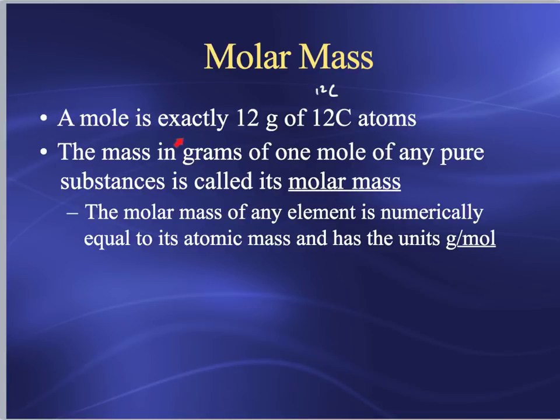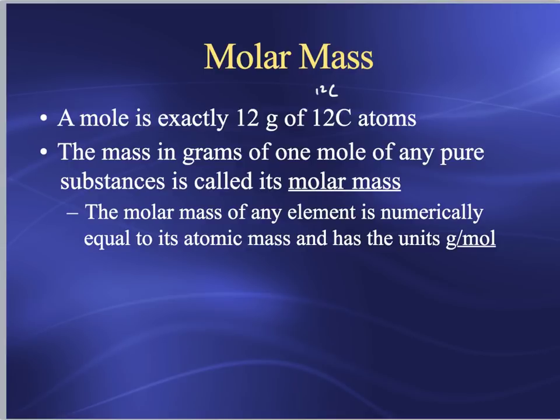Okay, so a mole is exactly 12 grams of carbon-12 atoms. How many that would be, right? We talked about that in yesterday's video. But the mass in grams of 1 mole of any pure substance is called its molar mass. Okay, so on your periodic tables, the molar mass of any element is numerically equal to its atomic mass and has the units grams per mole.